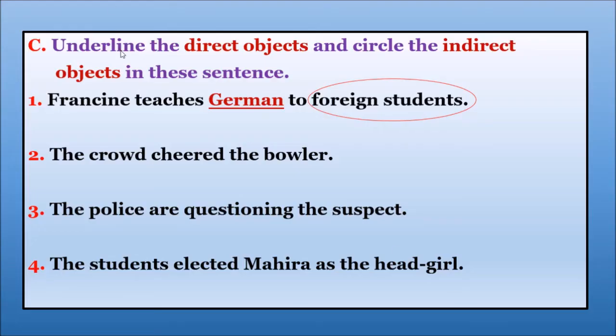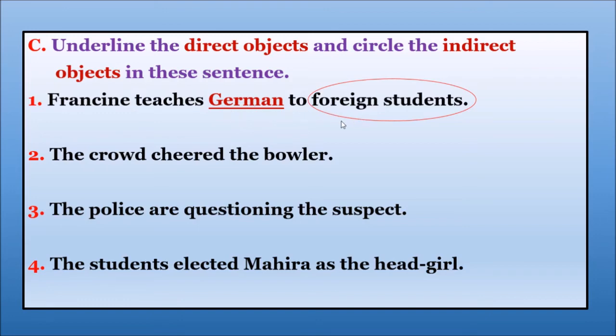Now, underline the direct objects and circle the indirect objects in these sentences. Listen carefully, children. You know what a direct object and an indirect object are. If there is only one object following a verb, it is a direct object. If there is more than one object, the second object will become an indirect object. Francine teaches German to foreign students. Francine teaches what? German. So we got the direct object here.